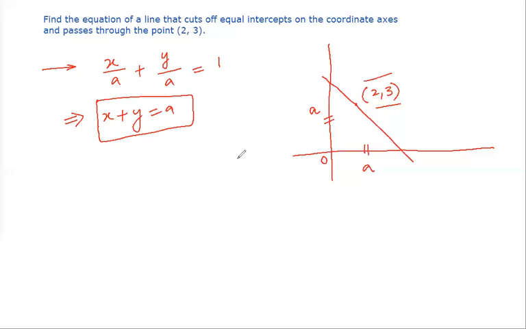Can you find the value for a, students? He has given you a hint. This point lies on the line. So this point is a solution of this line. That means this point will satisfy this equation. So 2 plus 3 is equal to a, so a is equal to 5. So we got the equation x plus y minus 5 is equal to 0.